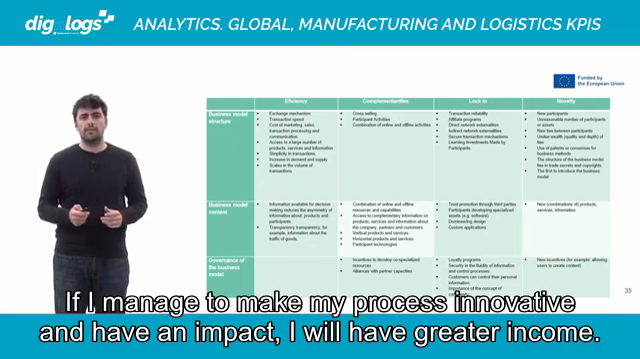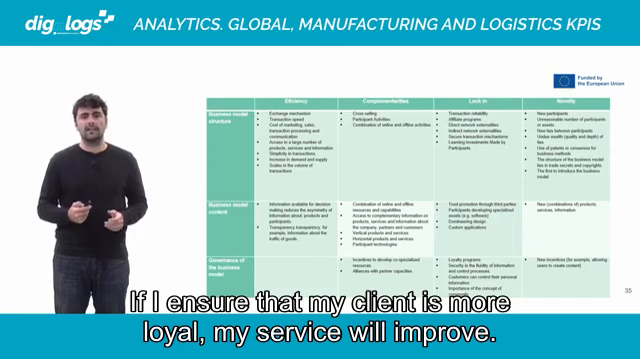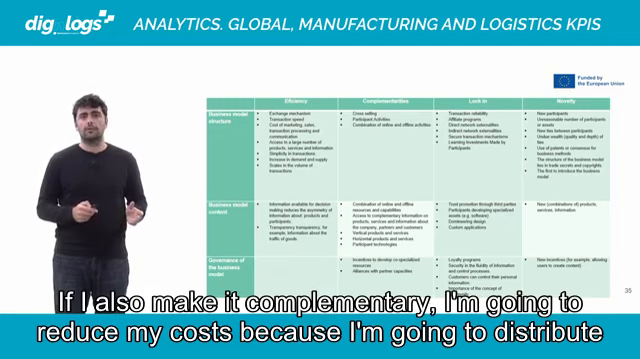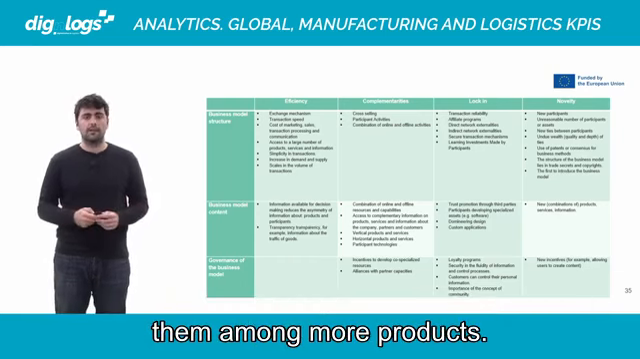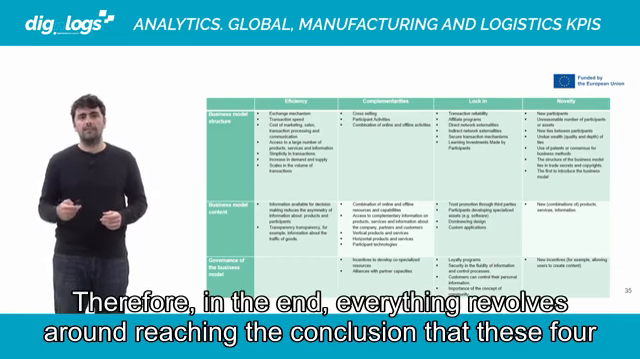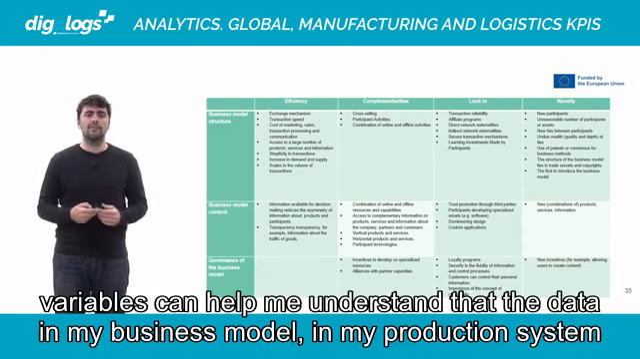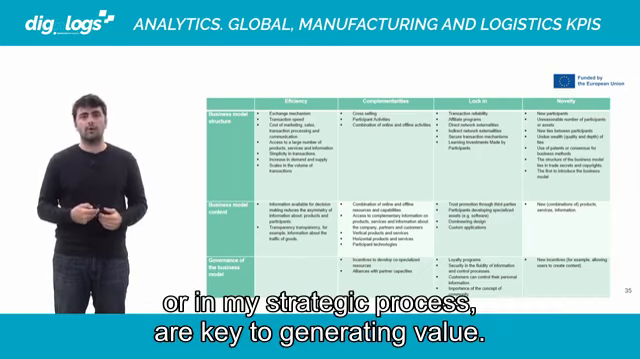If I manage to make my process innovative and have an impact, I will have greater income. If I ensure that my client is more loyal, my service will improve. If I also make it complementary, I'm going to reduce my costs because I'm going to distribute them among more products. Therefore, in the end, everything revolves around reaching the conclusion that these 4 variables can help me understand that the data in my business model, in my production system, or in my strategic process are key to generating value.